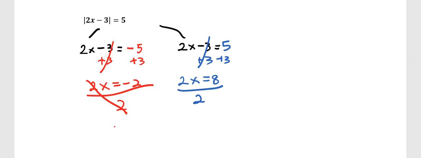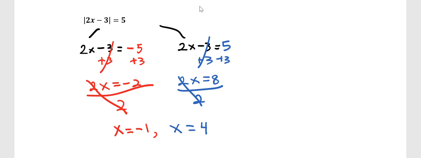Cancel. X equals, well, negative 2 divided by 2 is negative 1. Cancel my 2's. My other solution should be x equals 8 divided by 2 is 4.